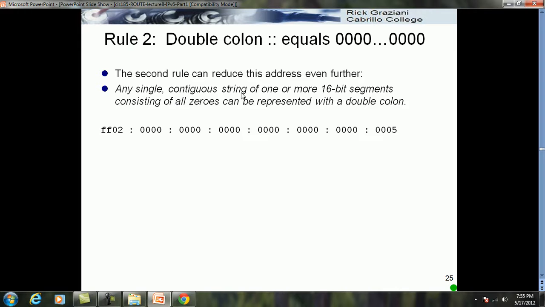Any single contiguous string of one or more 16-bit segments consisting of all zeros can be represented with a double colon. Now see, these all are zeros, correct? In short, I can write it in this manner. I can write this manner, that's correct. Still shorter, I can write this. See, FF02 colon colon 5 means in between all the 6 segments are zeros. Getting? Yes. Understanding? Any doubts? No, sir. Simple?